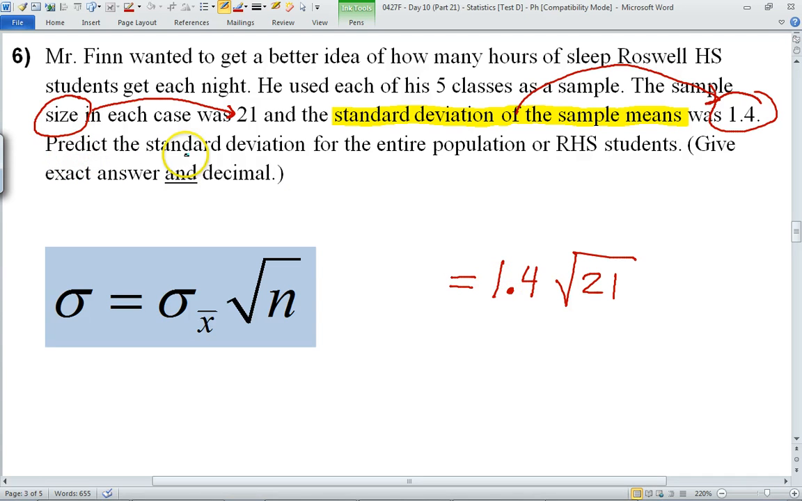Now it says predict the standard deviation of the entire population. The entire population is the sigma. That's what this represents. So that's why we're going to go ahead and find the standard deviation of the population. So just put this in your calculator and that will give you the standard deviation of the population.